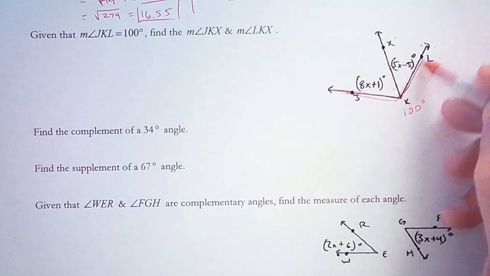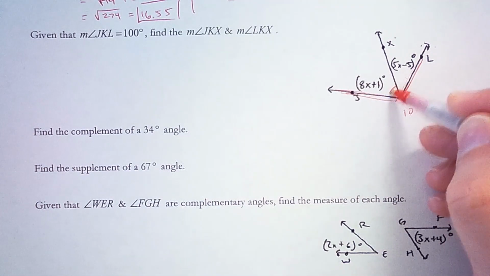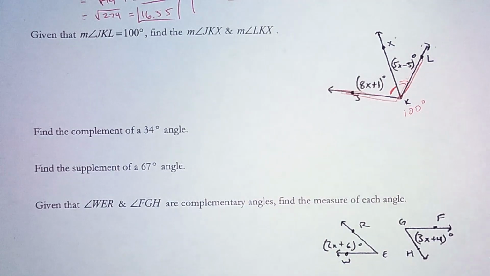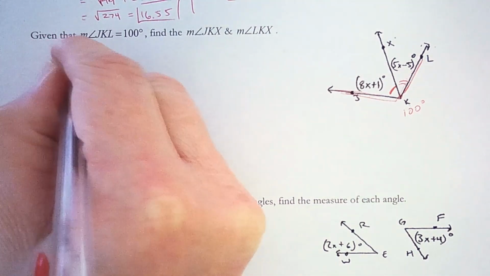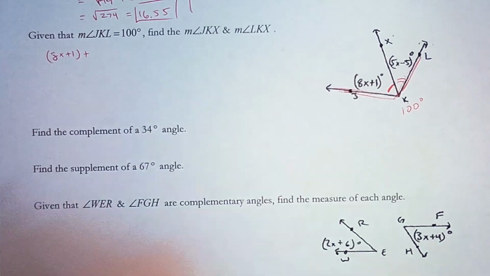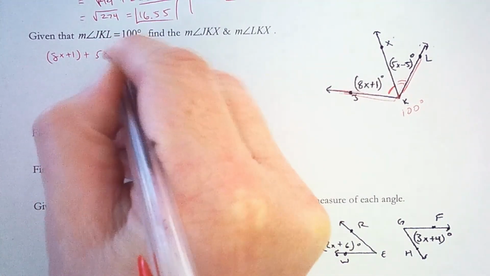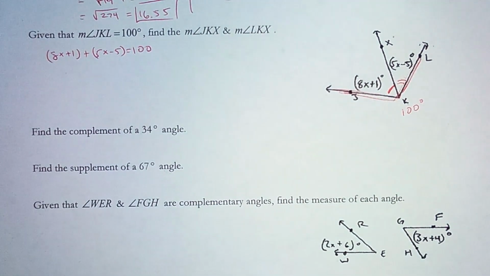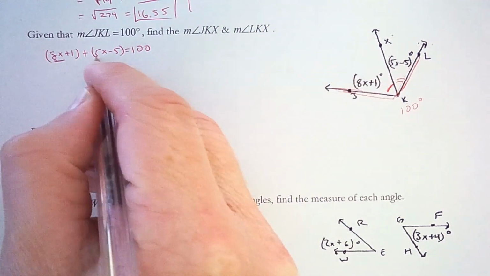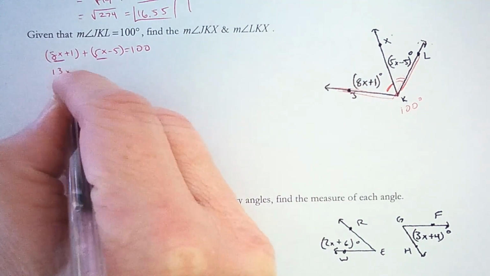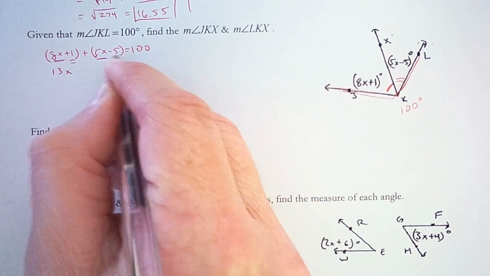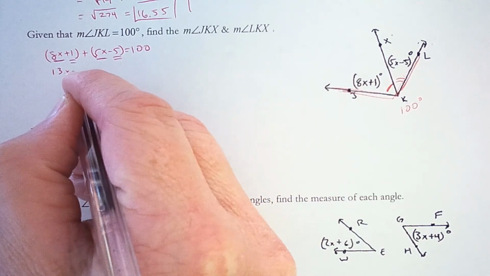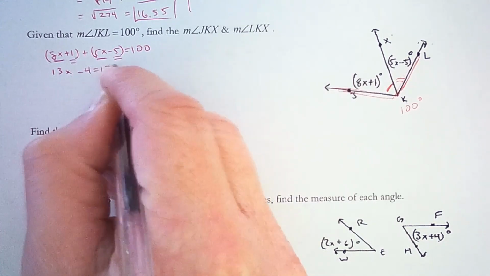If this angle is 100 degrees, that means if I add this angle plus this angle, we're going to get 100 degrees. So my equation will be 8x plus 1 plus 5x minus 5 equals 100 degrees. Now I can combine like terms. 8x and 5x is 13x. And then 1 plus negative 5 is negative 4 equals 100.